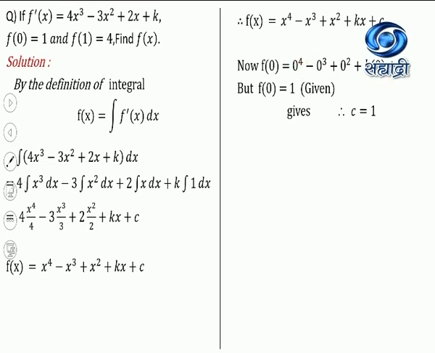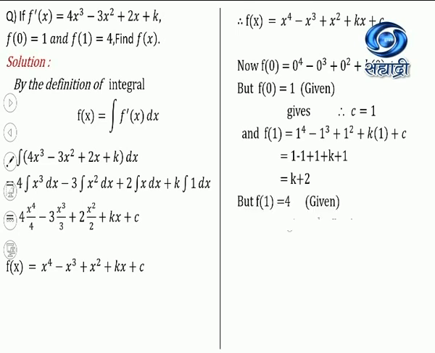So only c remains. Therefore, c is equal to 1. Now the second thing is f of 1 equal to 4. So substitute 1 in place of x. We get f of 1 equal to 1 raised to 4 minus 1 cube plus 1 square plus k into 1 plus c. Now 1 raised to 4 is 1, minus 1, plus k, plus 1 because c is 1. Here 1 and 1 get cancelled. So k plus 2 remains. Now f of 1 is 4. So k plus 2 is equal to 4 and therefore k is equal to 2.